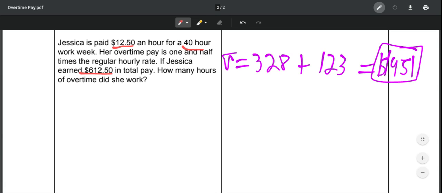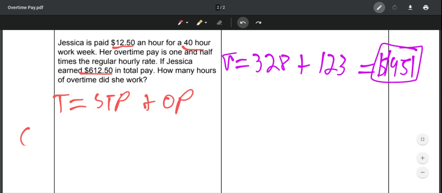So here's what we're going to have to do to figure this out. We're going to have to take our total pay. So our total equals STP, which is our straight time pay, plus OP, which is our overtime pay. Now, when it asks you for the overtime hours, you're going to really focus on this. That's how you're going to be able to solve this. But first, we've got to do the first part of this.